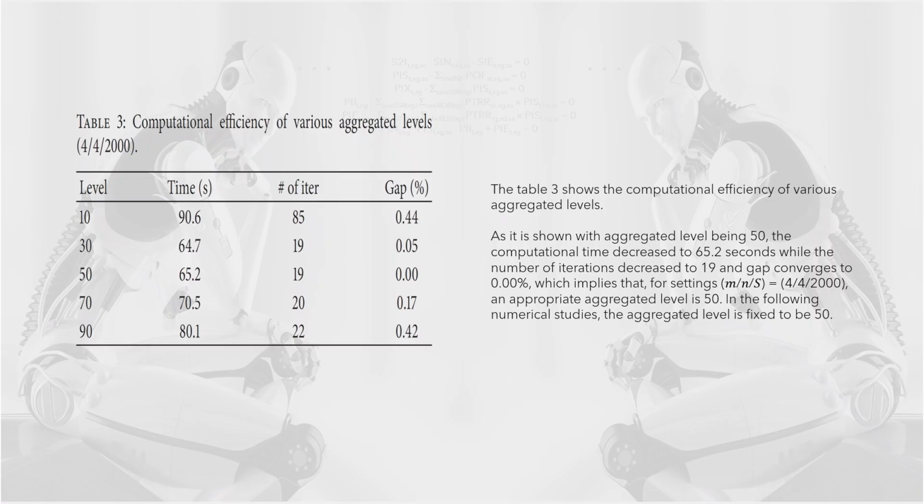Table 3 shows the computational efficiency of various aggregated levels. As shown, with the aggregated level being 50, the computational time decreased to 65.2 seconds while the number of iterations decreased to 19 and the gap converges to 0%, which implies that for this setting, an appropriate aggregated level is 50. In the following numerical studies, the aggregated level is fixed to be 50.